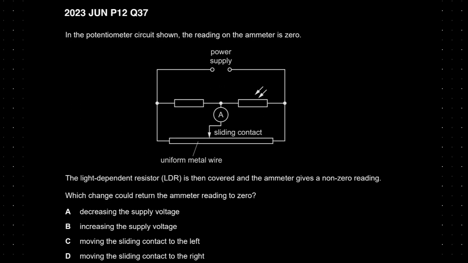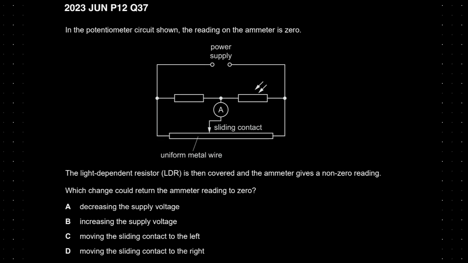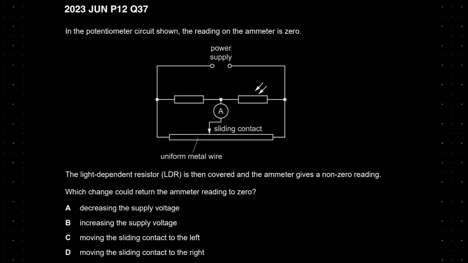All right, 37. In the potentiometer circuit shown, the reading on the ammeter is 0. The LDR is then covered and the ammeter gives a non-zero reading. What change could return the ammeter reading to 0? So first let's try to understand why the ammeter reading was previously 0 and now it becomes non-zero.